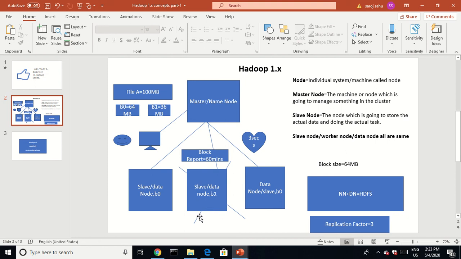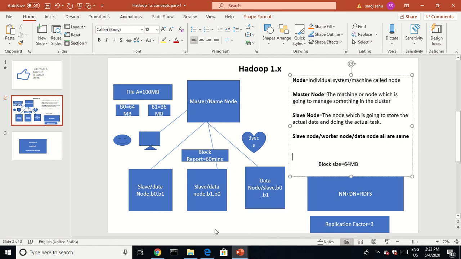So suppose it is not down, it is well in healthy condition now. So now I can have B0 here, and for the same thing B1 also would be here, and we can have B1 here. Okay, now things are very clear. Now I can have B1 and B0 in this machine, B1 and B0 in this machine, and B1 and B0 in this machine as well.